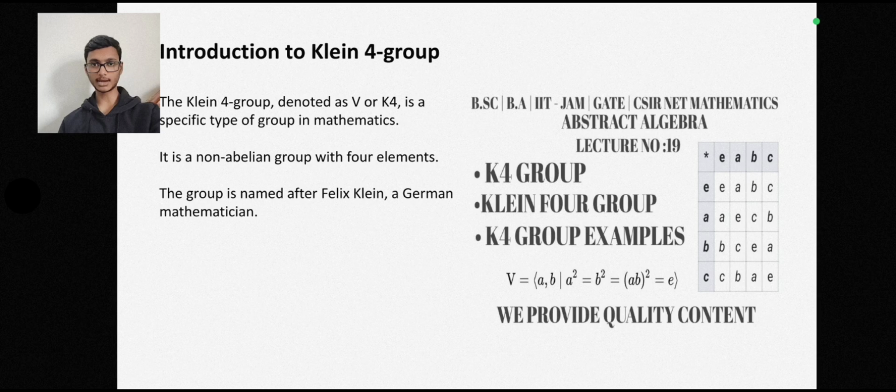Basically, what is an abelian group? A group consists of 4 properties. An abelian group will have 4 properties as well as one specific property called commutative property. So basically, our Klein 4 group is not an abelian group. It does not have commutative property. The group is named after Felix Klein, a German mathematician.